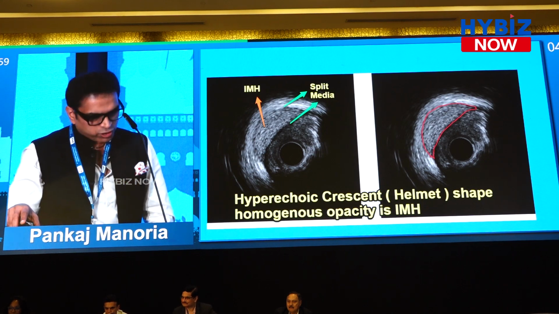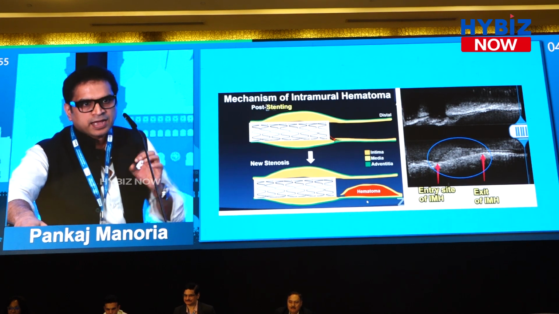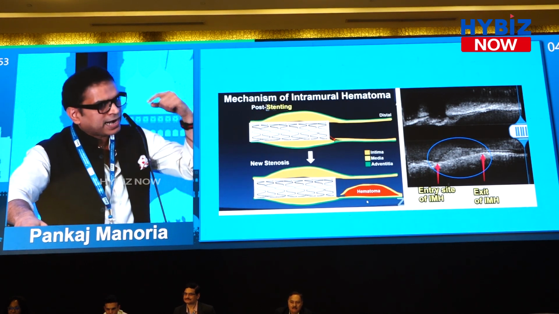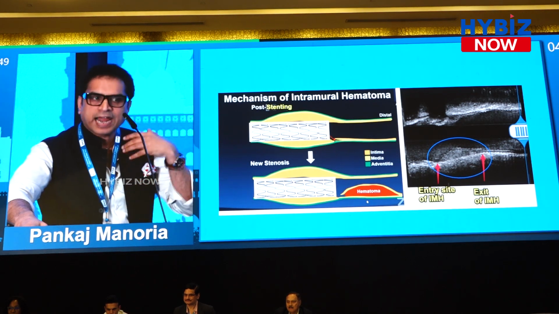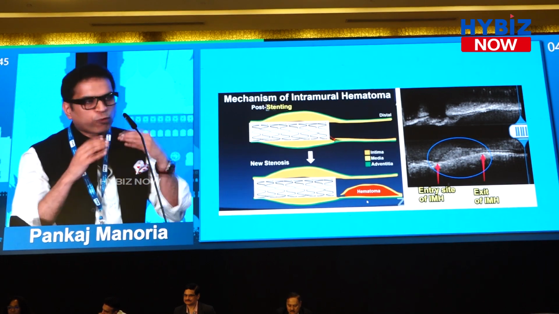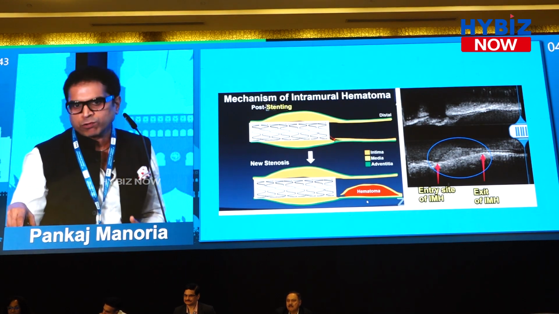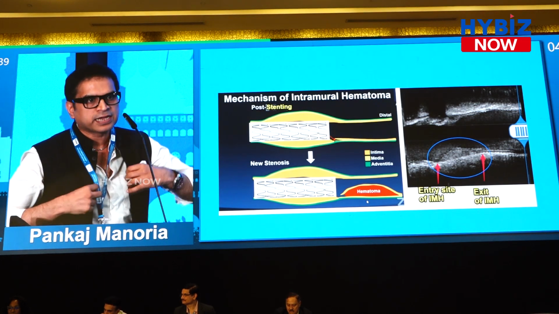Why does intramural hematoma occur? Because in IMH, there's an intimal tear and a medial dissection, so the blood enters the medial space, and because there's no space for blood to get out, blood accumulates in that space and creates a false lumen, and that false lumen can compress the true lumen and occlude your vessel. So IMH is an impending vessel closure, and one must always recognize it.